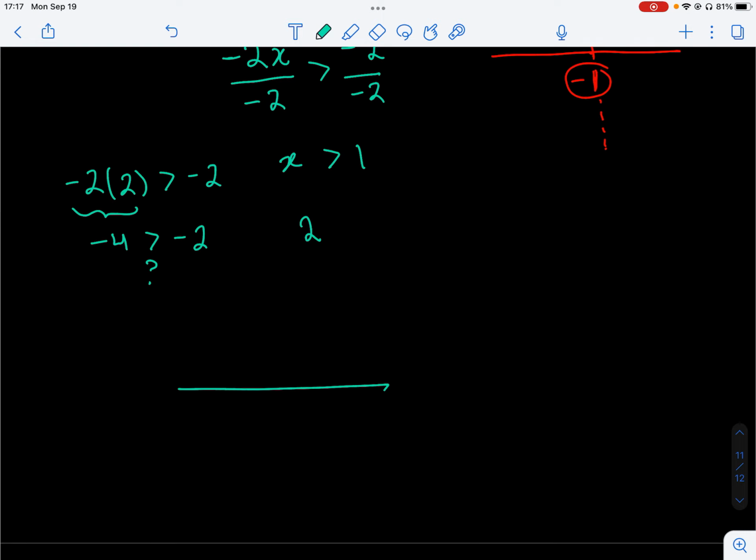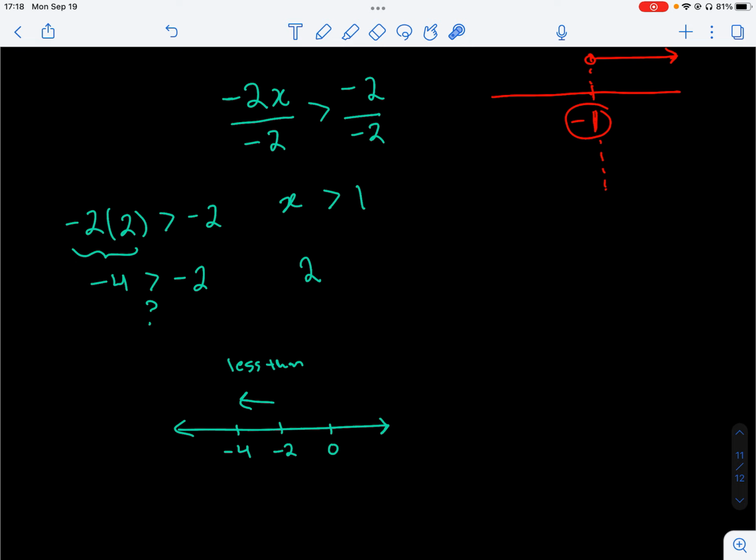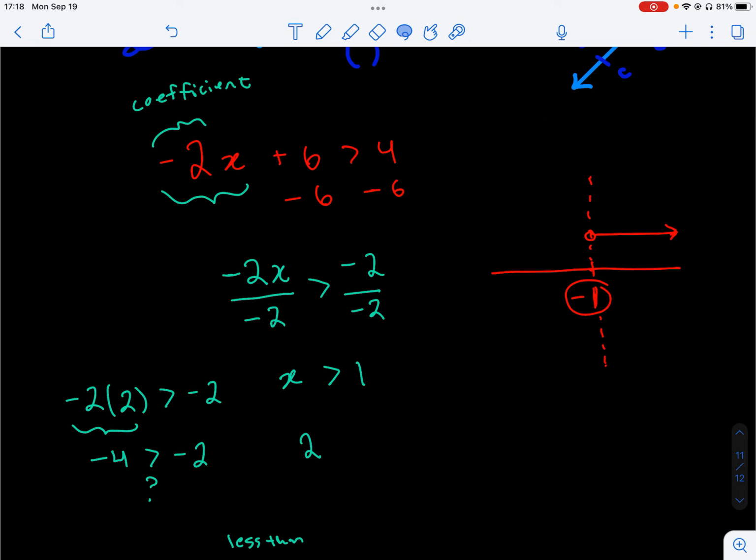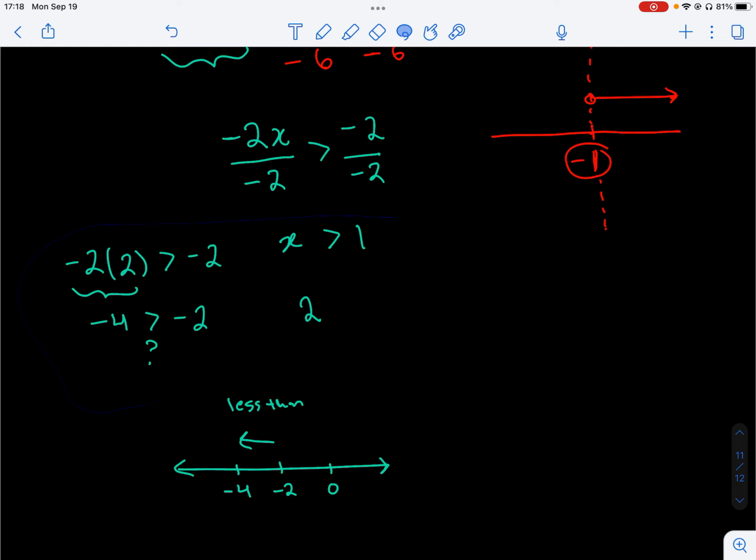Well, remember, graphically, we like to think about this as if you have a number here, maybe we'll just use negative 2, negative 4, and 0 is right here. If you are further to the left, you are less than. However, here we say that negative 4 is greater than negative 2, which means negative 4 would have to be on this side of negative 2, but it's not. And so we get this confusing predicament where we tried to follow the same steps as in a regular equation, and we got an answer that doesn't really make sense.